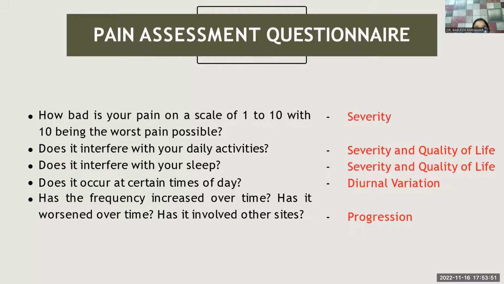Next slide. So how bad is your pain on a scale of 0 to 10 to assess the severity? Does it interfere with your daily activities to assess his quality of life? Does it interfere with sleep, as it always has a limbic nuclei or reticular formation which keeps you awake? Does it occur at certain times of day, that is the diurnal variation? And has the frequency increased over time or worsened over time? And has it involved the other sides also, which just gives an alarm, and we can think that there is even a recurrence or a progression of the disease also.